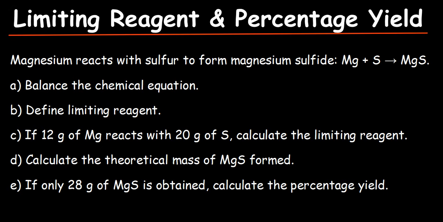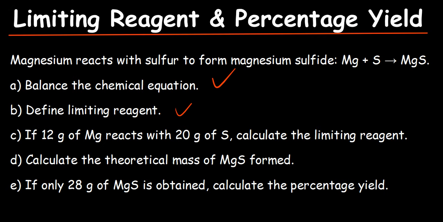Balance the chemical equation. So it's already balanced. Then define the limiting reagent. The reactant or reagent that gets completely used up is the limiting reagent. It limits the amount of the product that is formed. That is what we are calling a limiting reagent.